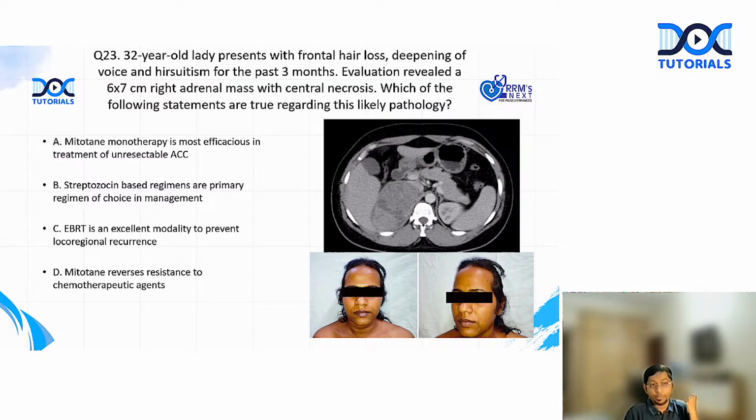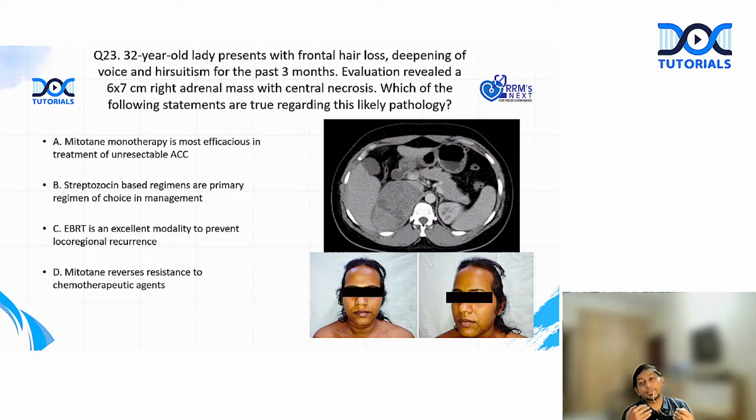So let's look at the options here. Mitotane monotherapy is most efficacious in treatment of unresectable ACC. Streptozocin-based regimens are the primary regimen of choice. EBRT is an excellent modality to prevent local recurrence, or mitotane reverses resistance to chemotherapeutic agents. Now remember, mitotane monotherapy is a treatment of choice. However, in unresectable ACC, that is not favored.